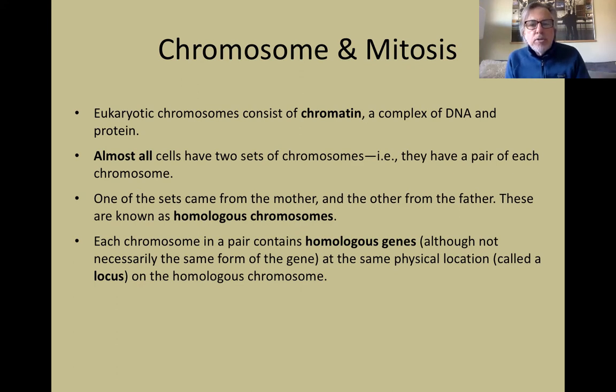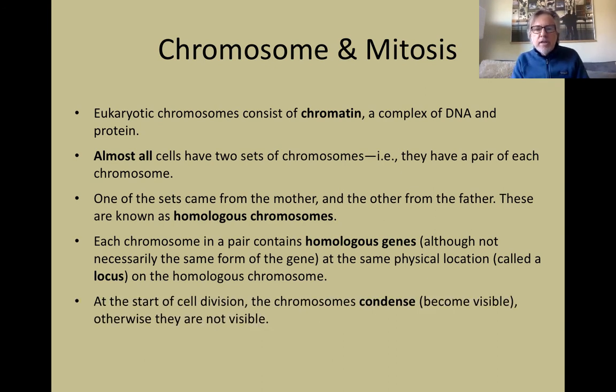These homologous chromosomes contain homologous genes. In other words, genes on each chromosome that are the same gene, although not necessarily the same form of a gene. And if that doesn't make sense to you, we'll clarify that in the next unit. And these genes occur at the same physical location, which we call a locus, on the chromosome.